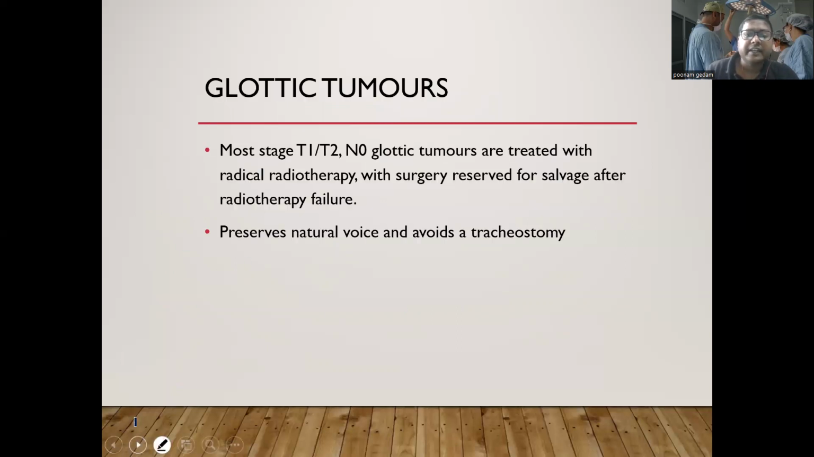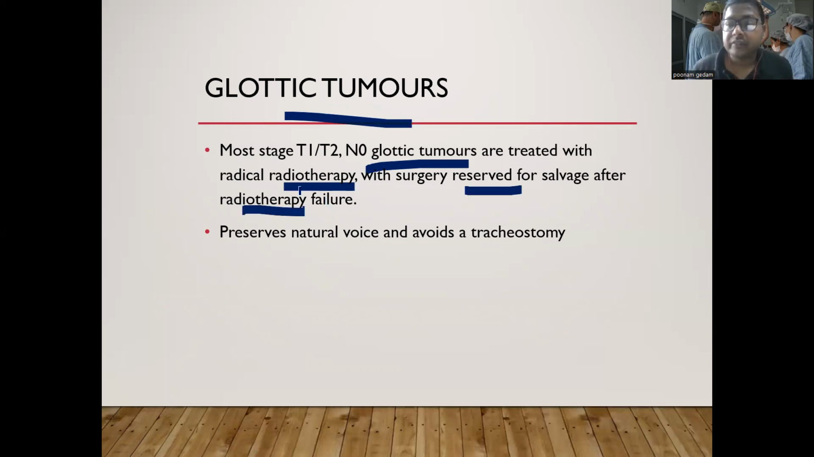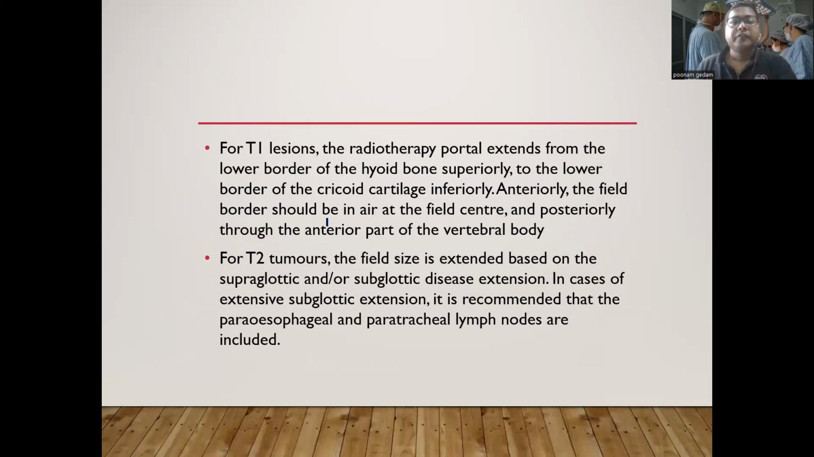So coming to the cancer larynx. For glottic tumors, most stage T1, T2, N0 glottic tumors are treated with radical radiotherapy with surgery reserved for salvage after radiotherapy failure. So it preserves natural voice and avoids tracheostomy. This is the advantage.